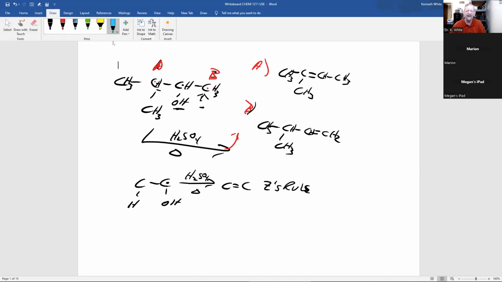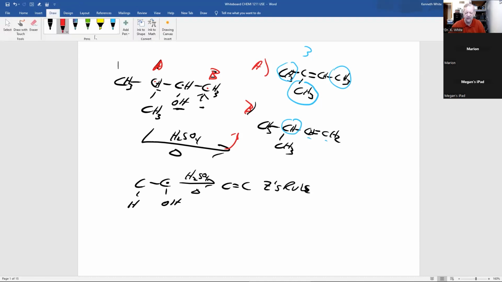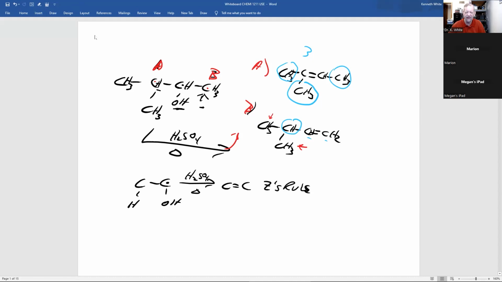Well, we count the carbon atoms directly bonded to the carbons of the double bond. In A, it's 1, 2, 3. 3 carbon atoms. In B, it's this one. It has to be directly bonded to the carbons of the double bond. These 2 carbons, you don't count because they're not directly bonded to the carbons of the double bond. So how many blue circles are carbons in B? 1.